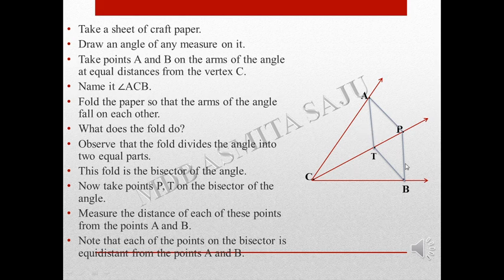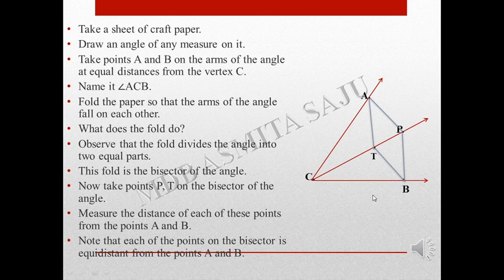You will note that each of the points on the bisector is equidistant from the points A and B. Equidistant means at an equal distance. So point T is at the same distance from A as well as B. Point P is also at the same distance. That means AT is equal to BT and PA is equal to PB.